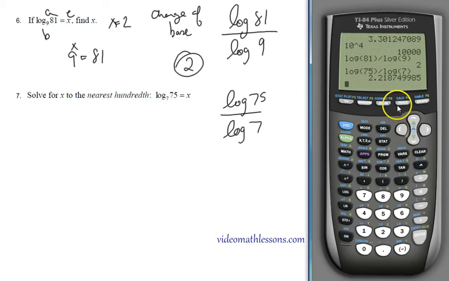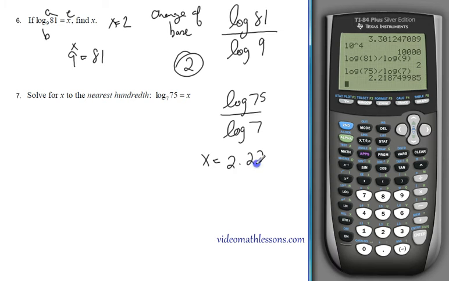Now look, nearest hundredth, 2 decimal places. So that 1 goes up because of the 8. So my answer is going to be 2.22.